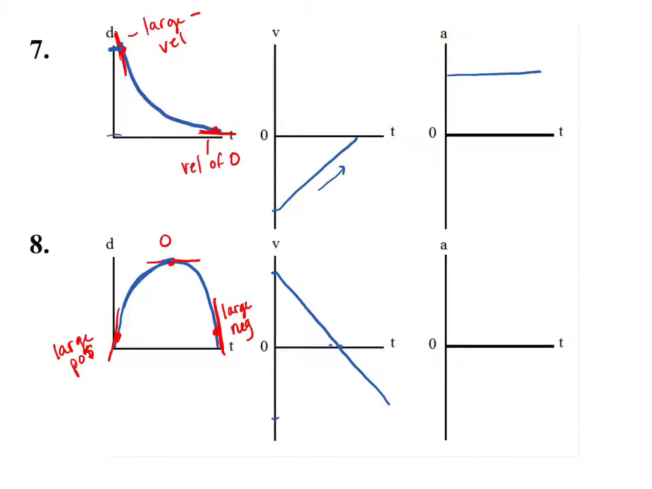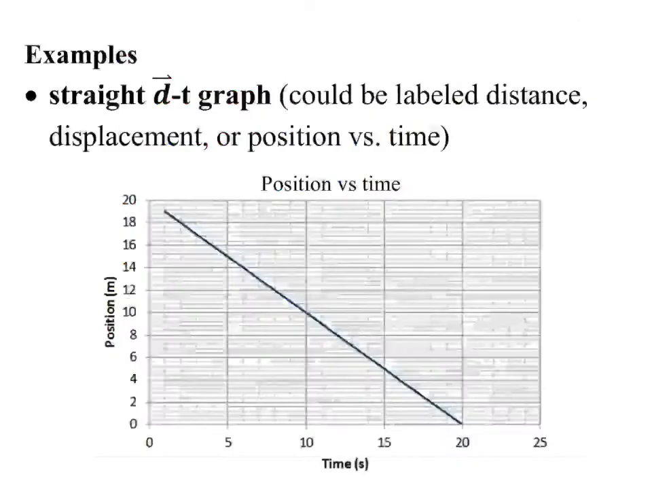Acceleration time graph. Again, just look at the slope here. The slope is a negative slope for the velocity time graph. It's going down as you look from left to right. So I just know that the acceleration is negative. Okay, and that's that for graphing and what different graphs look like when they correspond.